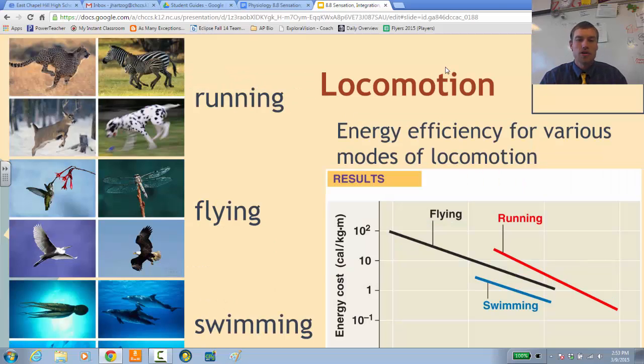Now, when we talk about locomotion, we talk about movement. There are three types of movement that animals have. We've got running, flying, and swimming. I think one of the more interesting points is the various energy efficiencies for these different types of locomotion. Swimming and running are more efficient than flying, but I think what's most interesting, and it's kind of hard to see just because of the slight problem.